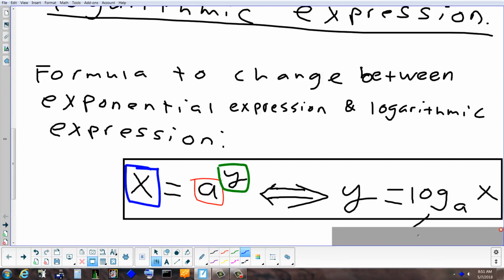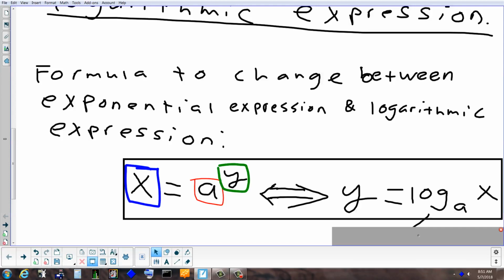And when you change it to log form, the first thing you have to do is write the word log. Now, before I even explain that, I just want to be clear how this is written, like if you were writing this on line paper. On the right-hand side, where it says y equals log, there's an a and an x, there are no exponents on that right-hand side. No exponents at all. Some people think, wasn't the x an exponent?